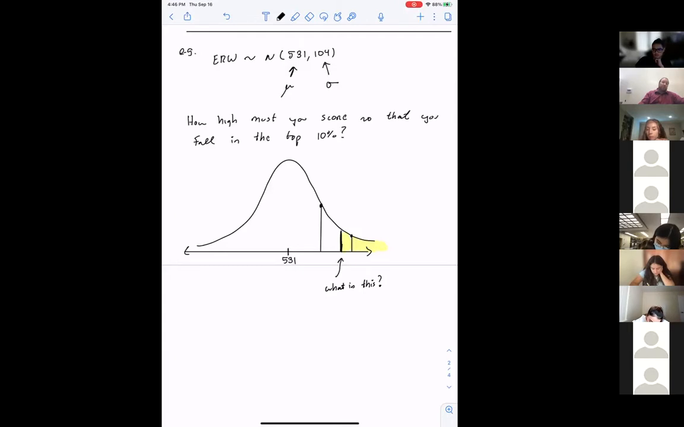So we're going to do this in three ways. I'm going to do it via the table, via the calculator, and via crunching. So let's do it via the table first, since it's the most inaccurate.